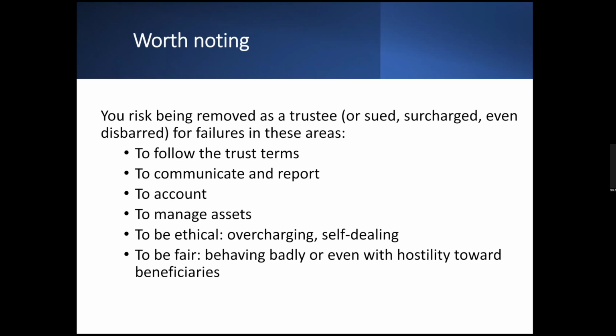All right, worth noting. If you don't do these things, these 4 C's, you risk being removed as a trustee, or you could be sued personally. If you win the lawsuit, you can take your fees from the trust. If you lose the lawsuit, you're probably going to have to pay all of the fees for defending yourself personally. You can be surcharged, which just basically means you can be charged back for any fees that you took already. And if you're a professional, you could be disbarred or lose your license.